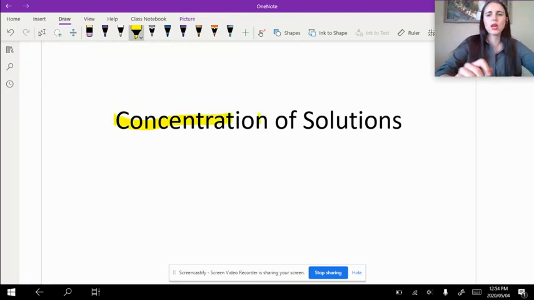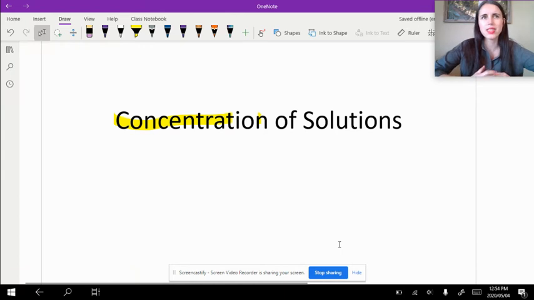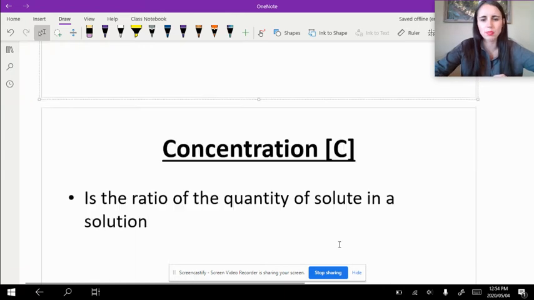So concentration is a word that you've probably used before, and concentration just means kind of how strong something is, right? So if I say that this lemonade is very concentrated, it means that it's got a very strong lemonade taste. So we're going to take that concept and we're going to apply it to chemistry. So we're going to be using numbers to tell us how strong something is.